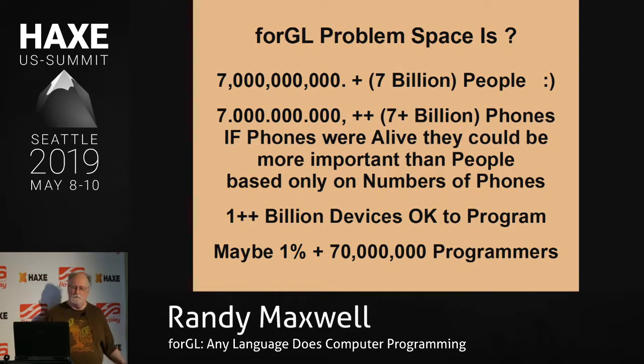So what is the problem space of forGL? Well, we've got 7 billion people. We've got over 7 billion phones. So if phones were alive and I was writing a bad science fiction movie, the phones would take over from the people. Fortunately, we don't have that. But what we do have is a lot of untapped potential in the hardware that's commonly available.